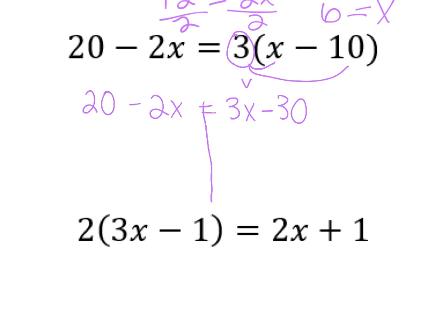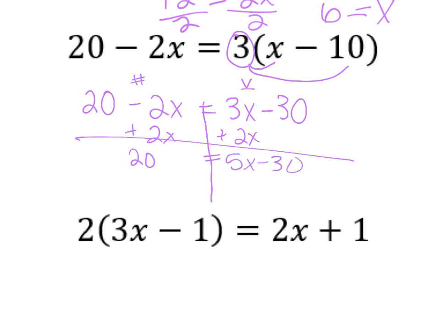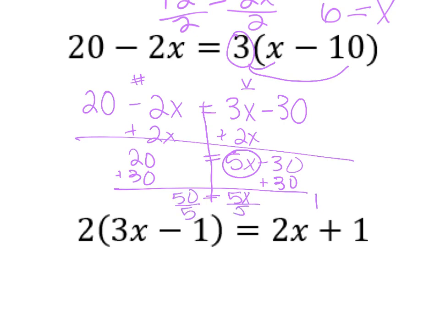Step 3, which says group variable terms to one side, because again, it's greater than negative 2. So I need to add 2x, add 2x. I'm left with 20 equals 5x minus 30. Then step 4 is isolate the variable term by adding or subtracting constants. So I need to add 30. Again, I'm trying to isolate this. Add 30. Then I'm left with 5x equals 50. Divide by 5, divide by 5. And 10 equals x.